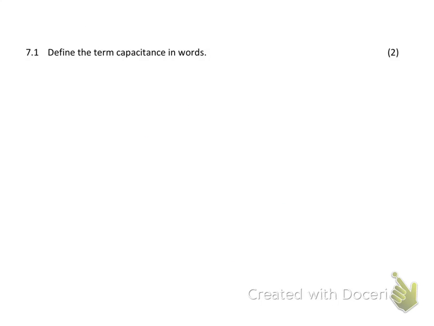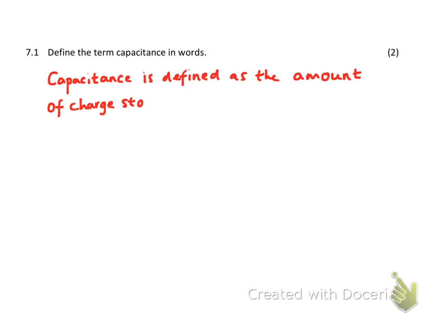Alright, 7.1, define the term capacitance in words. Just a definition to learn. Capacitance is defined as the amount of charge stored per unit of potential difference. The amount of charge stored per unit of potential difference.